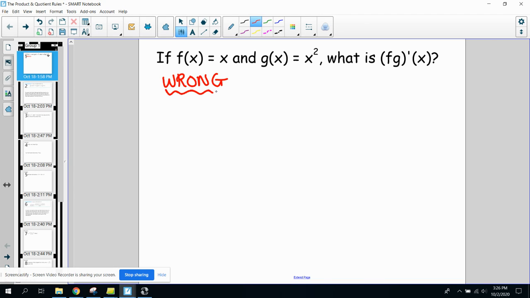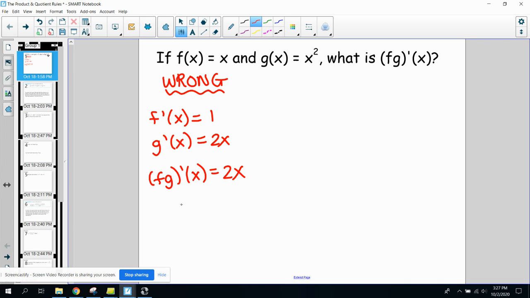So the wrong way: what you don't want to do is take the derivative of each function individually first. So find the derivative of f, so f prime of x. The derivative of x is 1. Then take the derivative of the next one, so g prime of x. The derivative of x squared would be 2x. And then saying that (f times g) prime of x is 1 times 2x, which is 2x. Okay, so this is the wrong way.